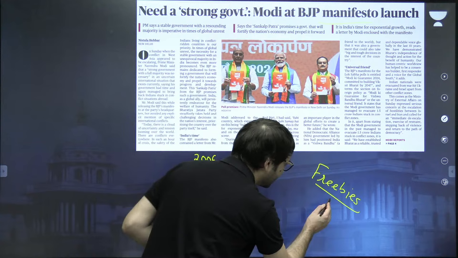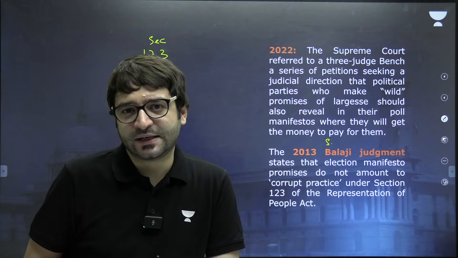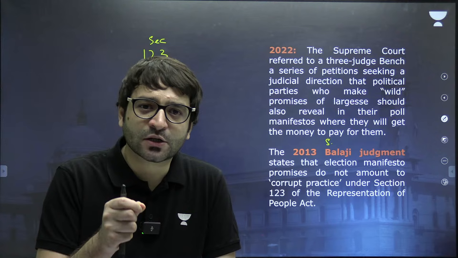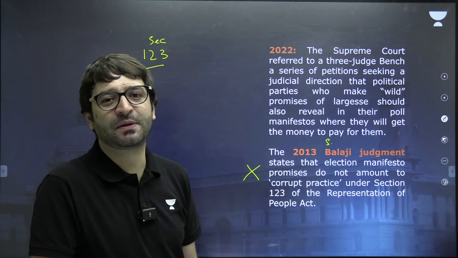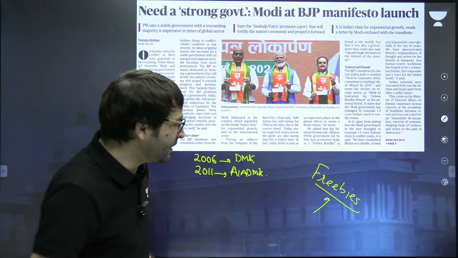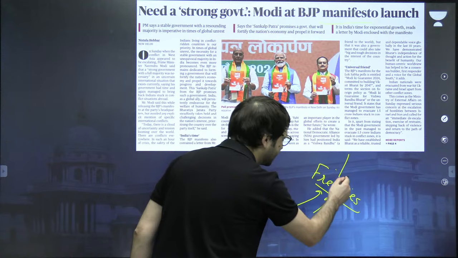And what did the Supreme Court say? Two things, although these were contradictory things. Supreme Court said in 2013 in the Subramaniam Balaji judgment, these freebies shake the root of free and fair elections. But at the same time, these are not corrupt practices under Section 123 of the Representation of the People Act. But if you are a political party who is promising these freebies, you have to also tell the people what is the source of money. Where will you get the money from to implement all these election promises?